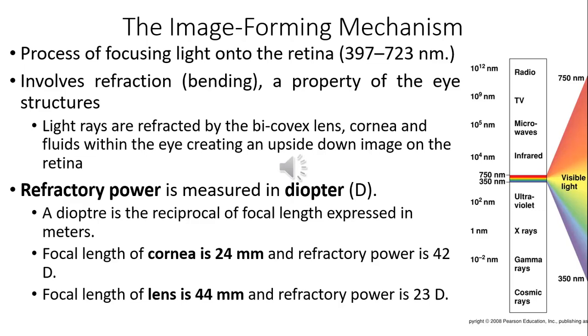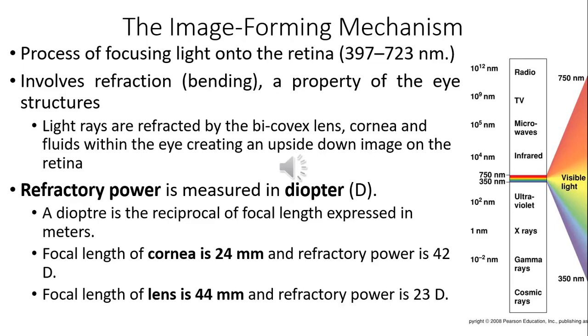So a property of the eye structure can be seen there. Light rays are refracted by the biconvex lens, cornea, and fluids within the eye, creating an upside down image on the retina. About all these areas being able to refract, refraction simply means bending. We already talked about it. Like I said, the convex lens is able to do that. The cornea and the fluids are also able to produce more refraction.